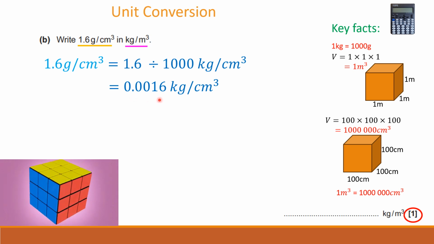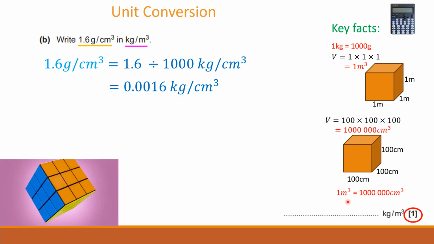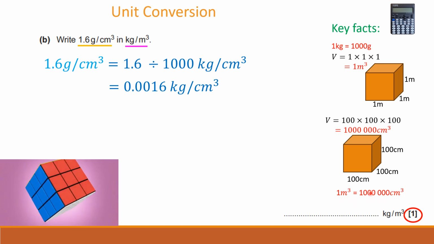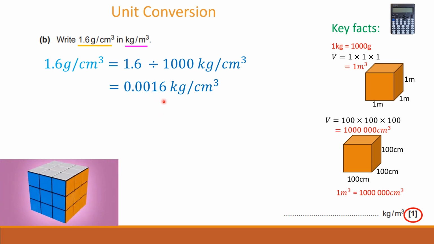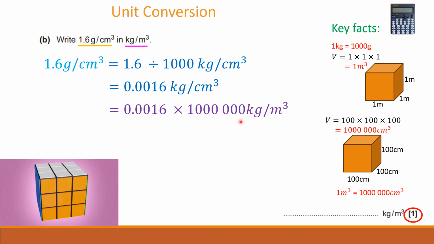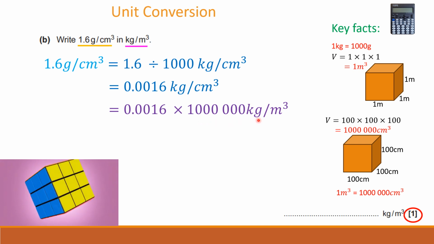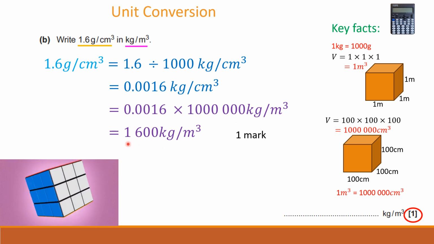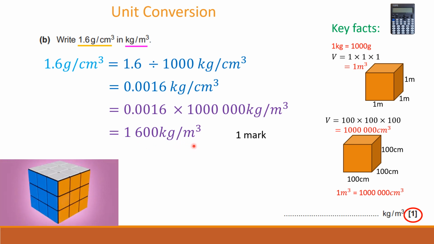I now need to convert this 0.0016 kilograms per centimetre cubed into metres cubed. Now we know 1 metre cubed is equal to 1,000,000 centimetre cubed. So I've got 0.0016. So I'm going to multiply this number by 1,000,000, and that will tell me how many kilograms per metre cubed. If you type this in on your calculator, you will find you get 1,600 kilograms per metre cubed, and this is for 1 mark. So make sure you know these two conversions, highlight them, write them down, and make sure you know how to use them.